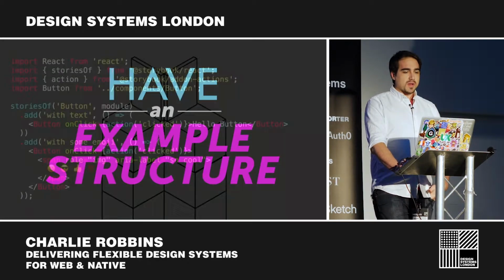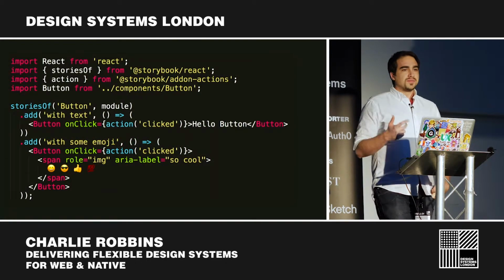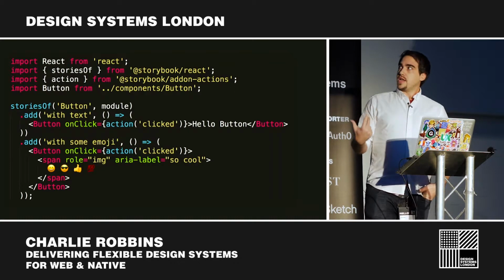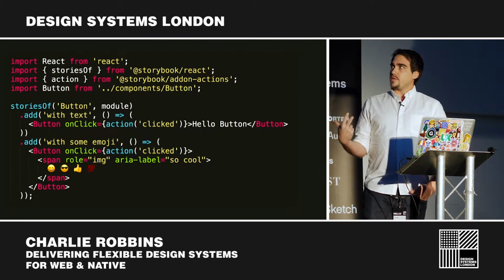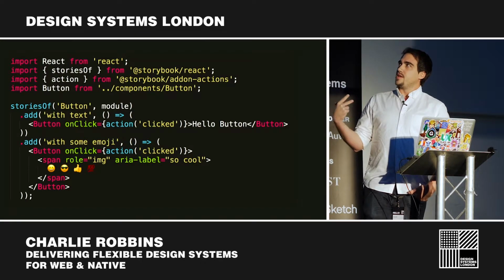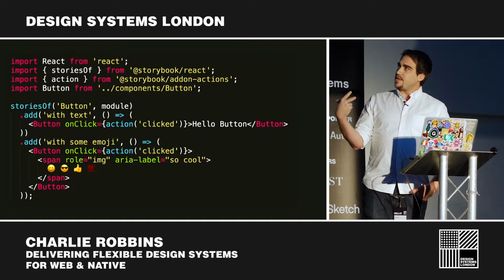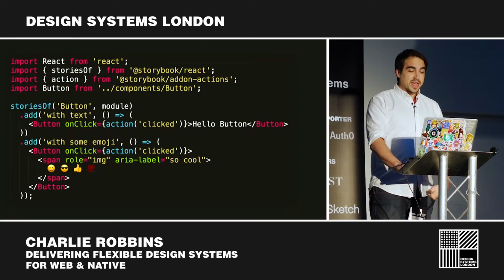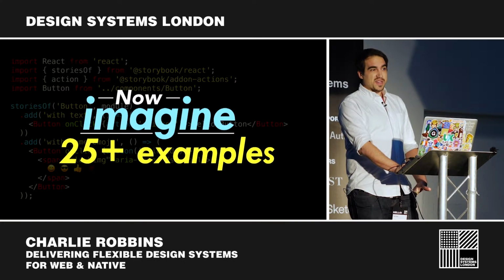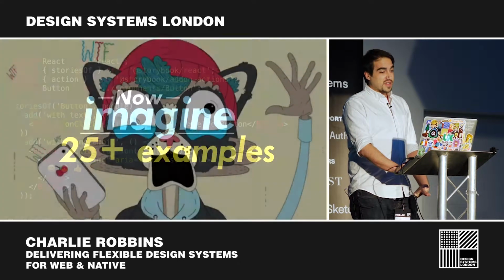So this is from the Storybook docs, right? Write a story, include it inline. The problem with this is that it's not a great set of examples, right? Because everything is bound to something that's related to Storybook, and they're all in the same file. Imagine this with 25 plus examples. You'd start to feel like this, probably.